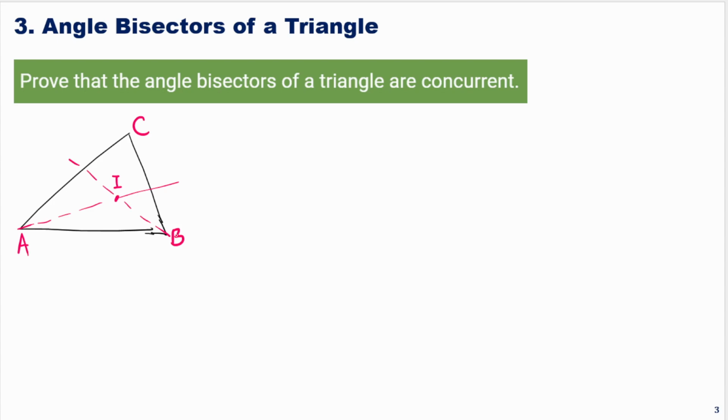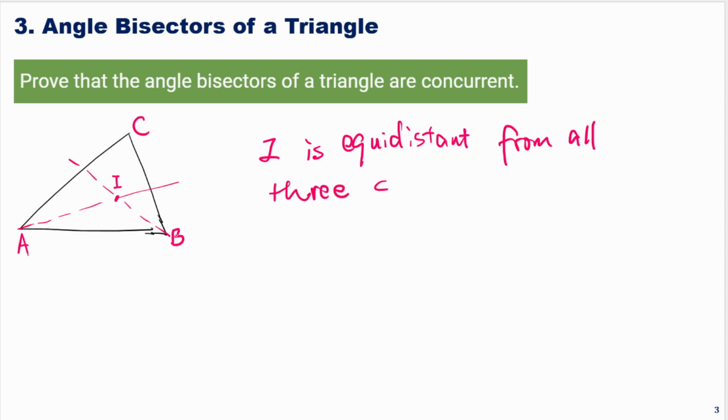Therefore, I is actually equidistant from all three sides of triangle ABC. Specifically, since I is equidistant from AC and BC, I is also on the angle bisector of angle ACB, right? Therefore, we have proved the angle bisectors of a triangle are concurrent.